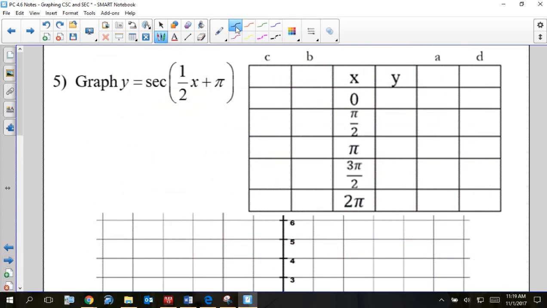So I see secant. What should I think of first? Cosine. So 1, 0, negative 1, 0, 1. So secant 1, undefined, negative 1, undefined. We're going to figure out transformations. Do we have any transformations? What do we got? What makes it happen?